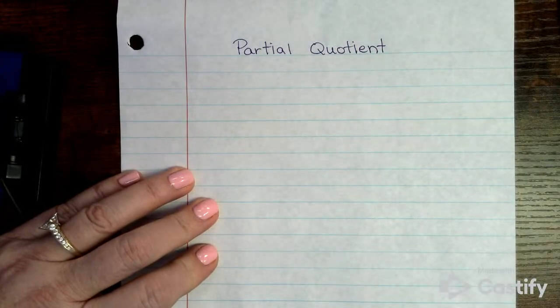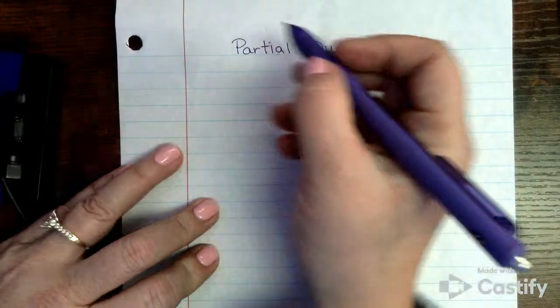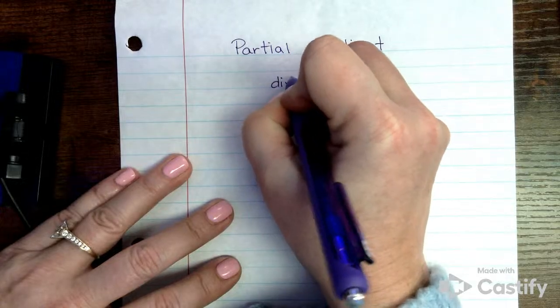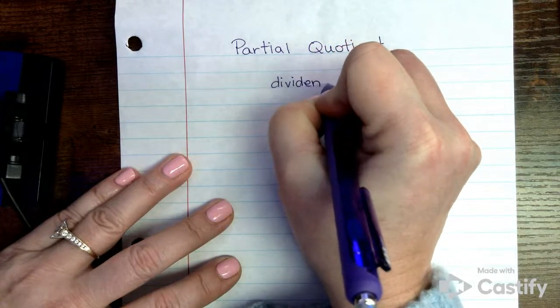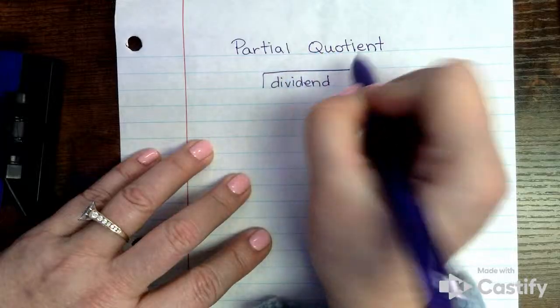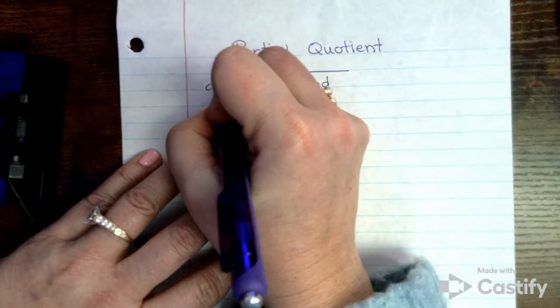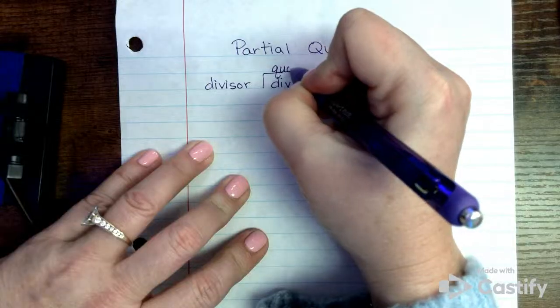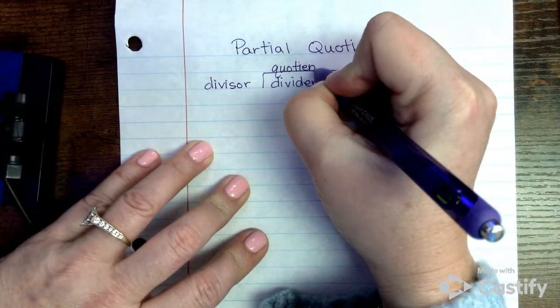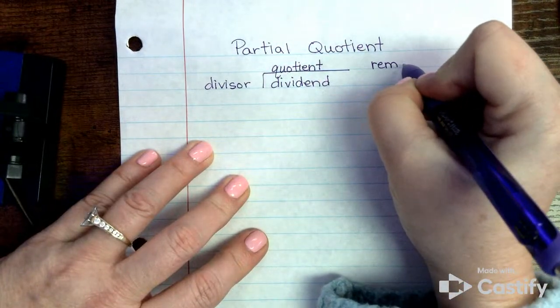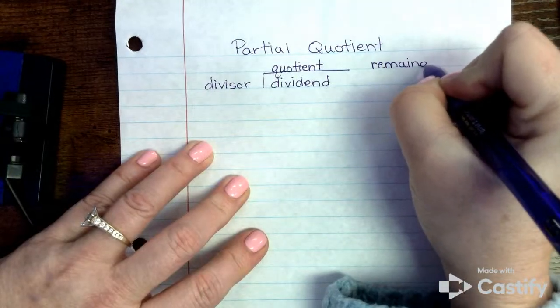There's a little bit of vocabulary that I'll be using, so I'm just going to put that on here and go over that quickly. So the dividend is the number being divided. That is the big number. The dividend is divided by the divisor. The quotient is the answer to a division problem. And then sometimes you have a remainder, which is your leftovers.